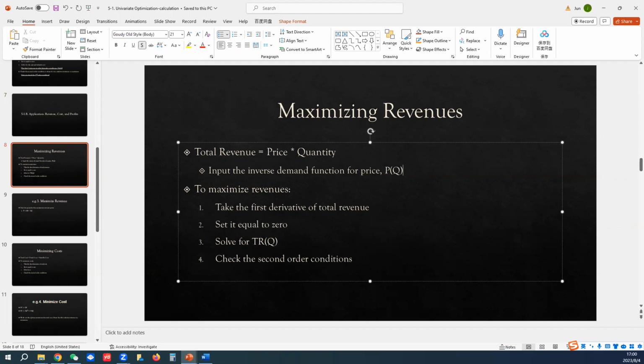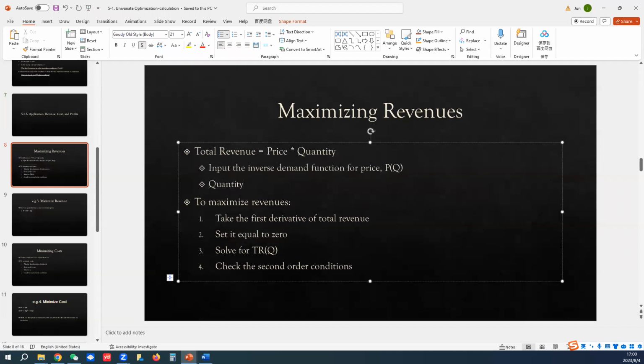So it is habitual in this class and in your future econ and business classes that we consider quantity to be the choice variable. So here, I'll just put this as an underlined red remark to remind you. And here we are to maximize revenue.